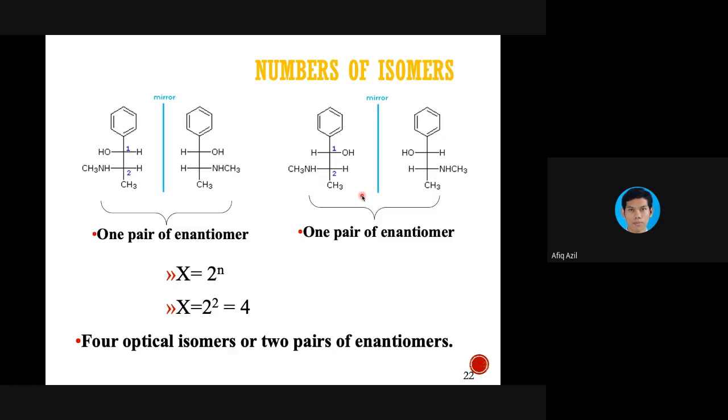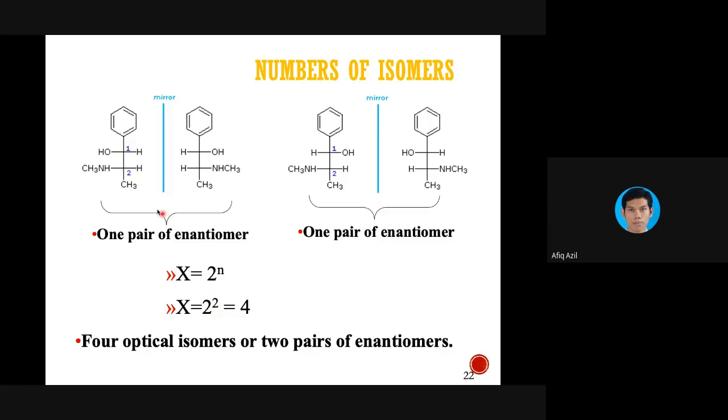So let's say you have 2 chiral centers, and this is a Fischer projection. If you have 2 chiral centers over here, that means you will have 4 stereoisomers altogether. You have 1 pair and another pair. If let's say you have 3 chiral centers, then 2 to the power of 3 would be 8. So there will be 8 stereoisomers, 4 pairs. So it depends on the number of chiral centers.